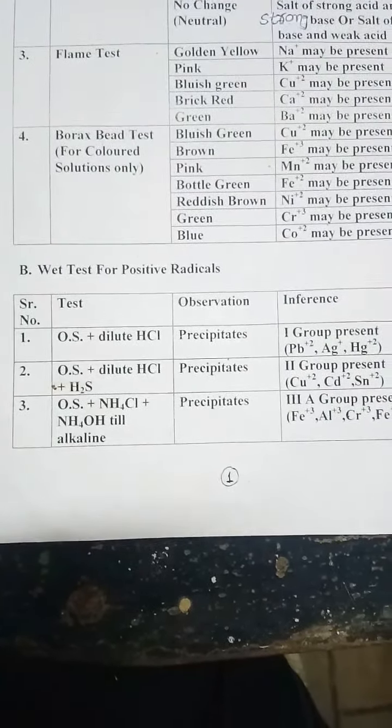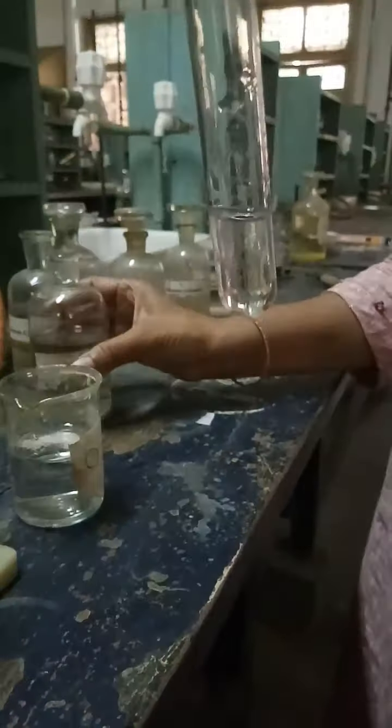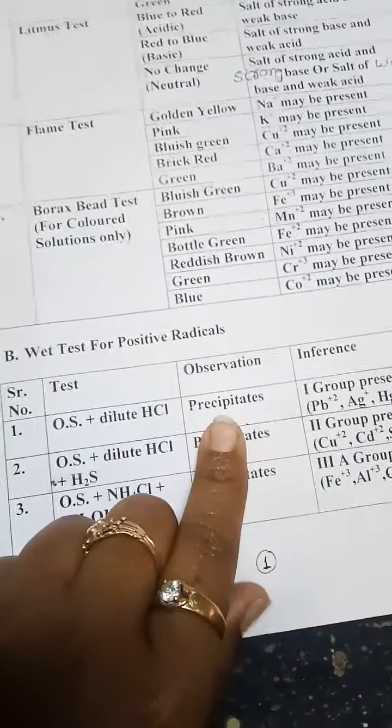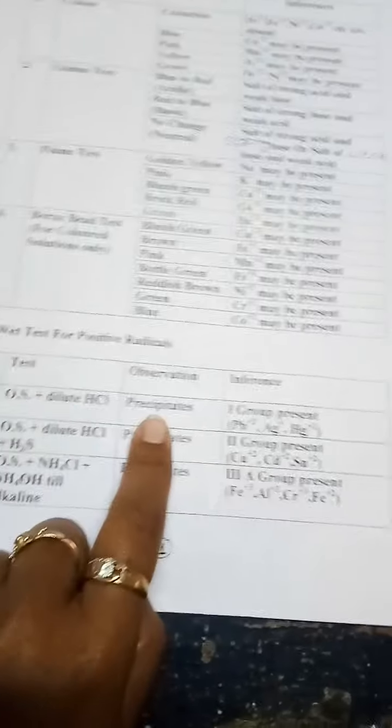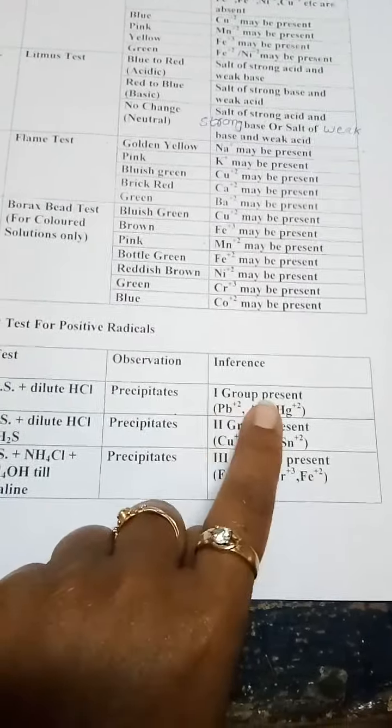The first test is OS plus dilute HCl. You have to take a small amount of OS in a test tube, and in that you will add hydrochloric acid. As you can see, you didn't get any precipitates. So in your observation you have to write down no precipitates. Whenever you have no precipitates, it means that first group is absent. It also suggests that Pb plus 2, Ag plus, Hg plus 2 are absent.